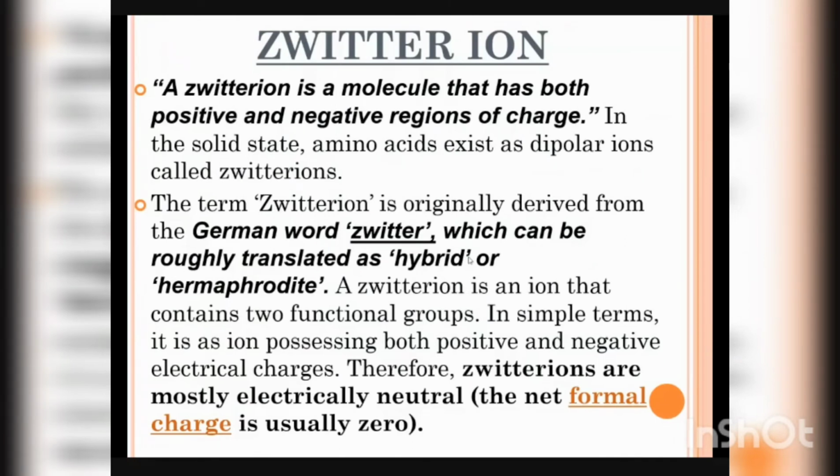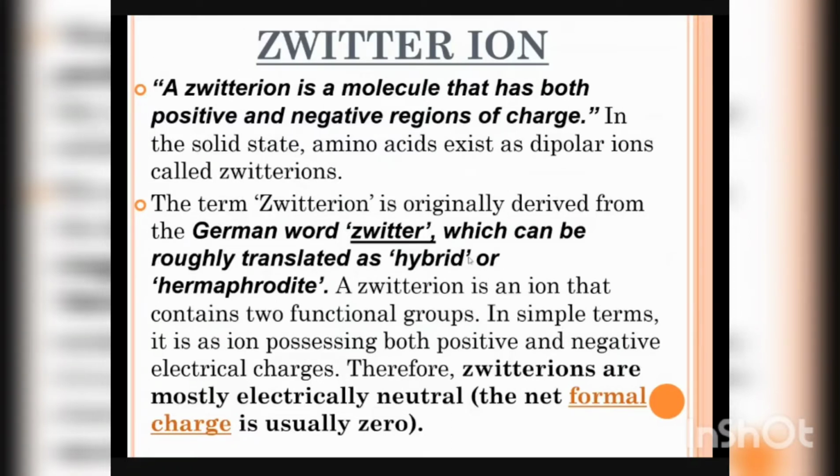Zwitter ion. A Zwitter ion is a molecule that has both positive and negative regions of charge. In the solid state, amino acids exist as a dipolar ion called a Zwitter ion. The term Zwitter ion is originally derived from the German word Zwitter, which can be roughly translated as hybrid or hermaphrodite. A Zwitter ion is an ion that contains two functional groups.